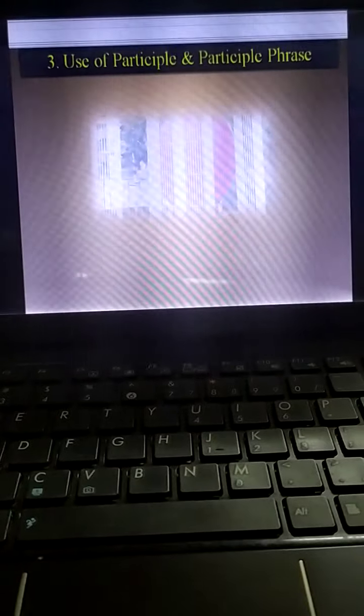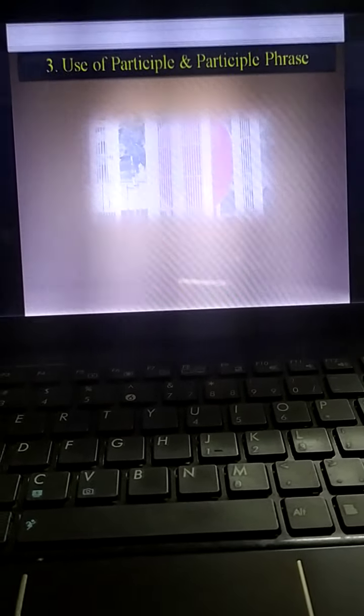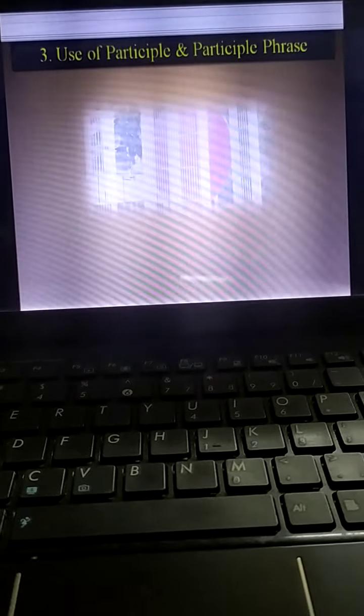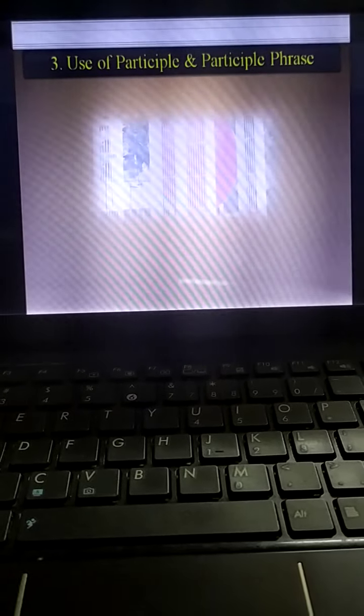Use of participle and participle phrase. Look at this. Use of participle and participle phrase. We have already been introduced to participle. Participle means verb plus ing, if you remember, in our right form of verbs, in our completing sentences, we were introduced to participle. Now, the same participle, look at this.